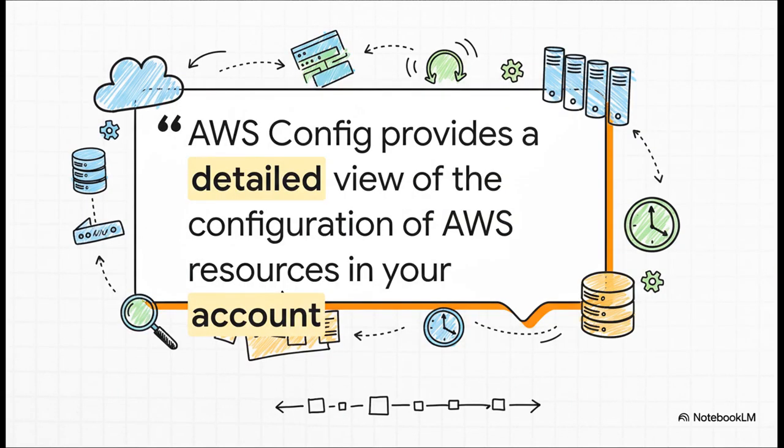And believe me, that level of detail is everything. A configuration snapshot isn't just the resource's name and ID. No, it captures its relationships to other resources, all of its tags, everything. Why does that matter so much? Because it gives you context. You don't just see that a security rule changed, you see exactly which servers and which databases were instantly affected by that one little change.